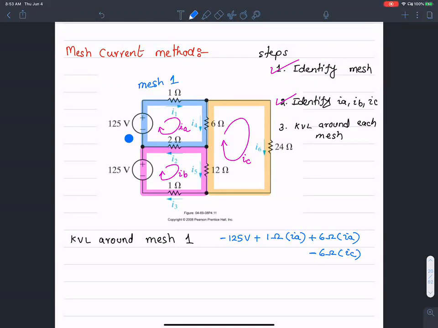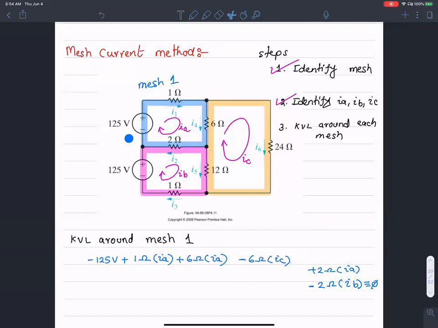And then you have plus 2 ohms times IA minus 2 ohms times IB, and that all equates to 0. Oh, I'm sorry, IB. Yeah, and that all equates to 0. You're fine. I got that. So let me write this a little better.